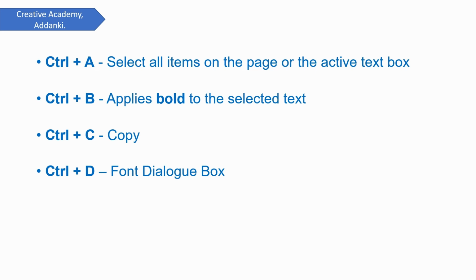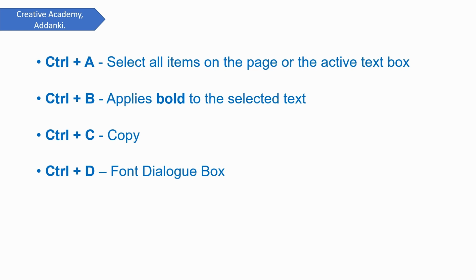The second shortcut is Control B. It applies bold to the selected text. We have to select a particular text before applying the shortcut Control B. By using the same shortcut, we can undo the application of bold on a particular text.